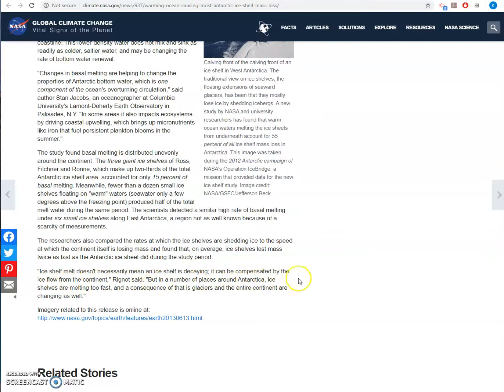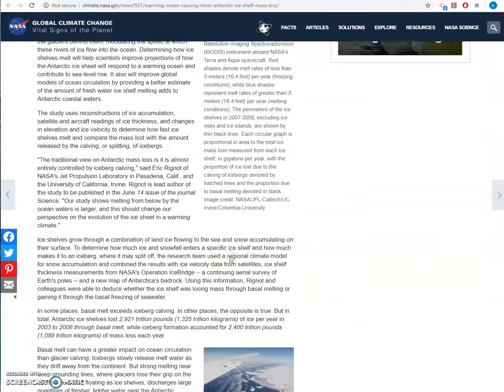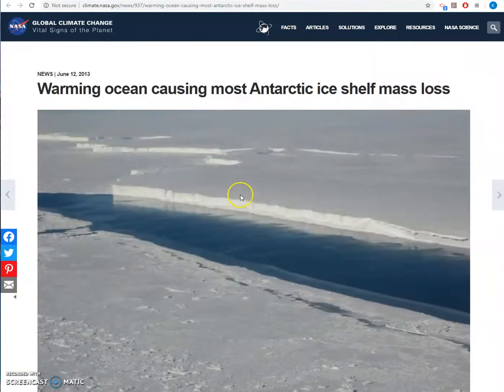But in a number of places around Antarctica, ice shelves are melting too fast, and as a consequence, the glaciers are changing as well. So as the ice shelves melt, the ice shelves, the things that are sitting on the edge, they kind of hold back the glacier. As they melt away, more glacial ice is going to push itself to the outside, thinning out the glacier.